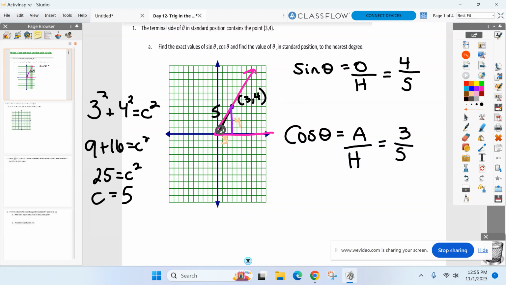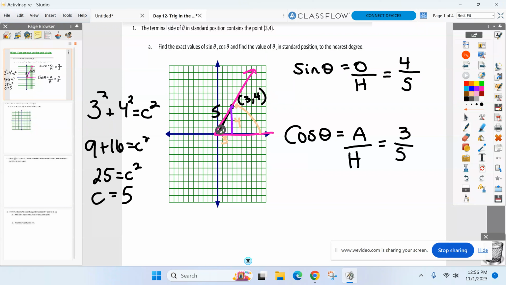What angle measure is that? Theta. So now what I'm looking for is, how many degrees is that angle? You know our answer should be between what? Where am I, guys? I'm in the first quadrant. My answer should be between 0 and 90, right? But how do I get that number between 0 and 90?